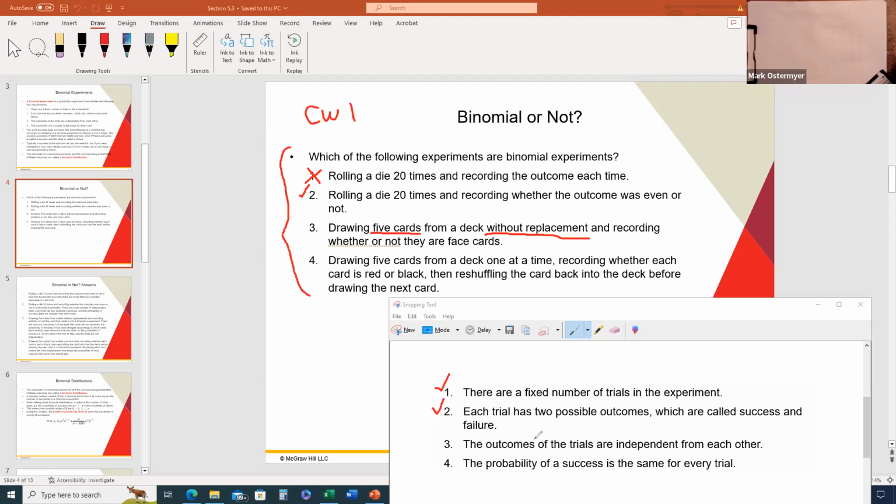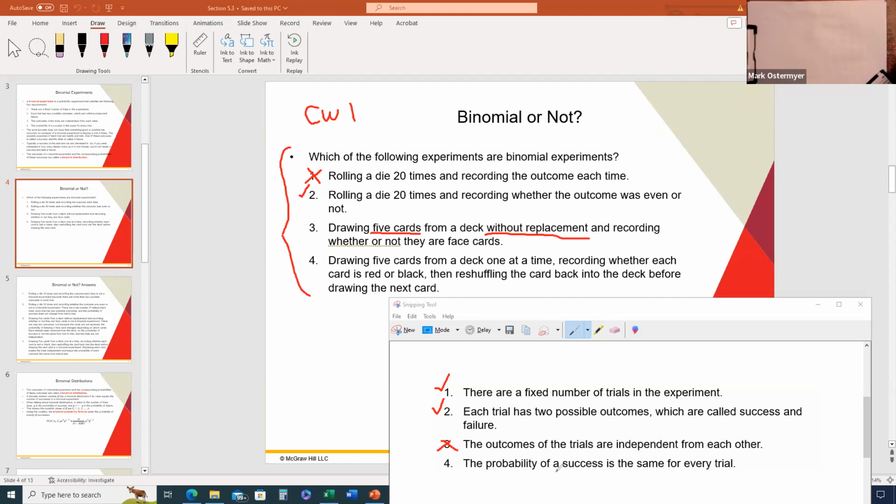Requirement 3, the outcomes of the trial are independent from each other. No good. They are not. Not in this case, because when we pull a card out of the deck, I'm going to note whether it's a face card or not. We keep that card out of the deck. By not replacing the card back in the deck for subsequent draws or trials, the probability of what cards we pull out on any later trials is affected by what we pulled out on the first trial. So the outcomes of the trial are not independent from each other, they're dependent.